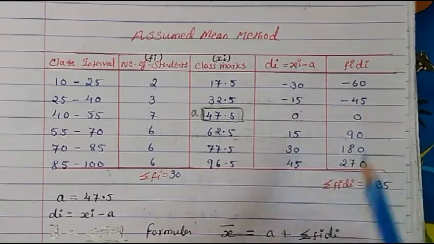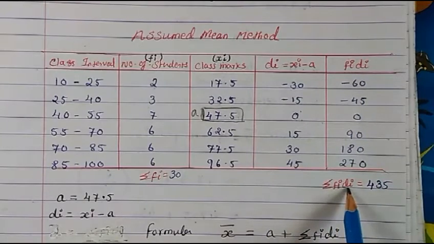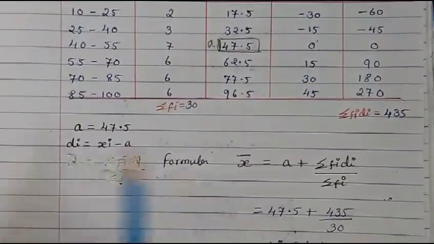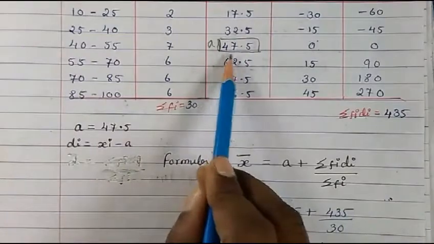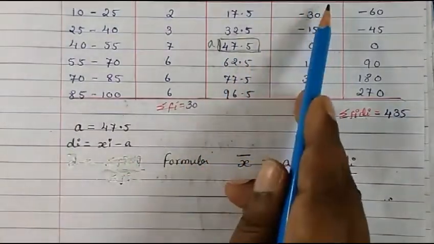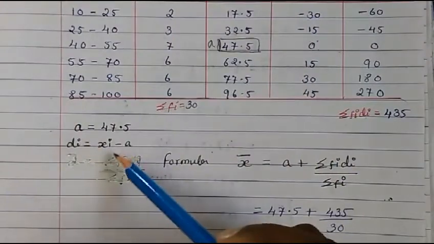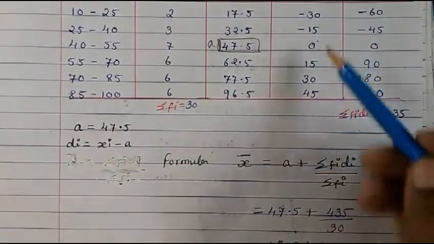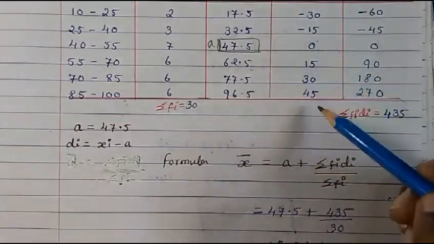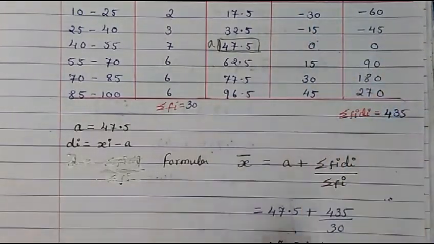So summation Fi Di. So you'll write down the total, then total number of students, surely we need it. So then the formula is, so I have written down the A value. So this is our A value. Then Di how to calculate, I have showed you. The shortcut how to write it without calculation also I have showed you. So this is the formula now for the assumed mean method.